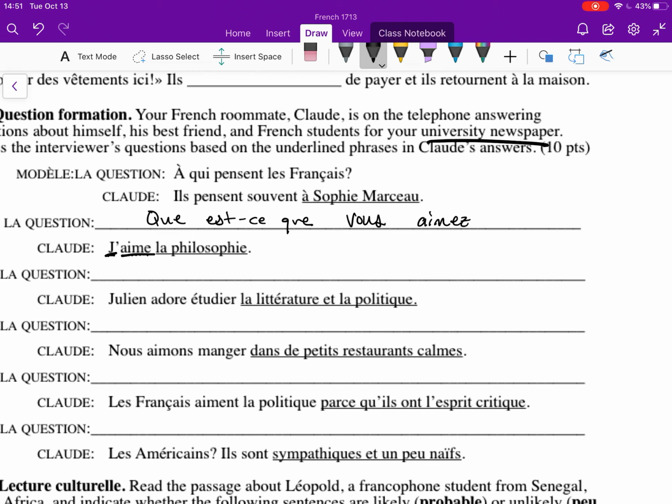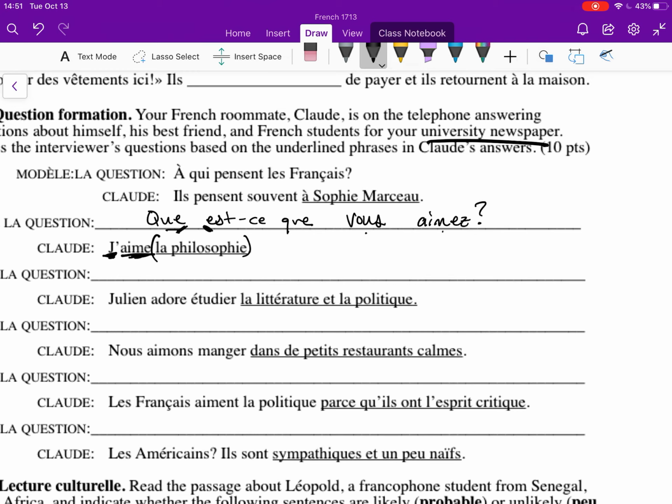I'll look at any other words in my response. La philosophie was taken care of when I did que. Je was taken care of when I did vous. Aime was taken care of when I did aimer. So no more words to complete. I'll just add my question word.